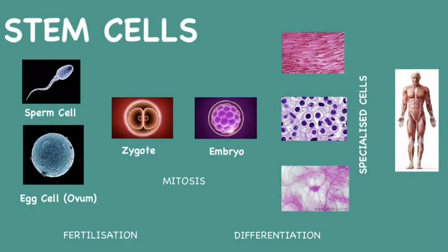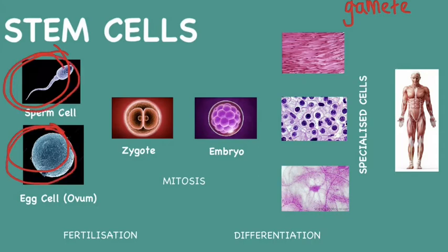Okay, so the first thing we're going to talk about is how do we get from one single body cell to a whole human body? So we start with two gametes, okay? So I'm going to write that word up here, gamete. And this is just another word for each of the sex cells that come from both the father and the mother. So we start off with our sperm cell and the egg cell, okay?